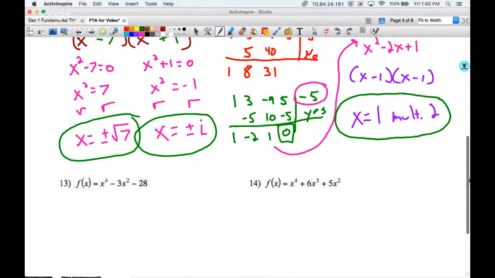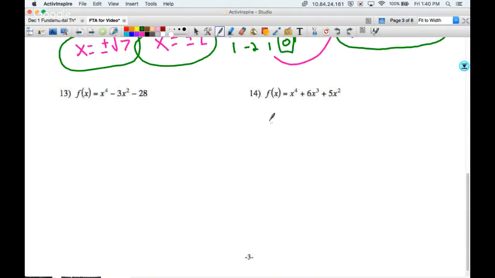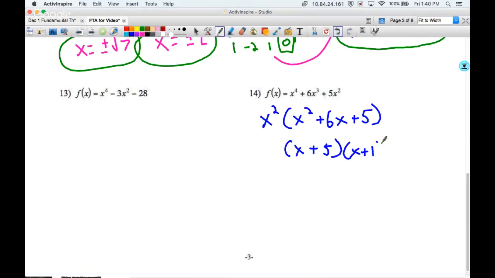Let's see, we got another quadratic form. This one's kind of interesting. We got to pull out the greatest common factor, which is an x squared, leaving behind an x squared plus 6x plus 5. This factors into x plus 5 and x plus 1. We got that x squared. This gives us a 0 with multiplicity 2, a negative 5, and a negative 1.